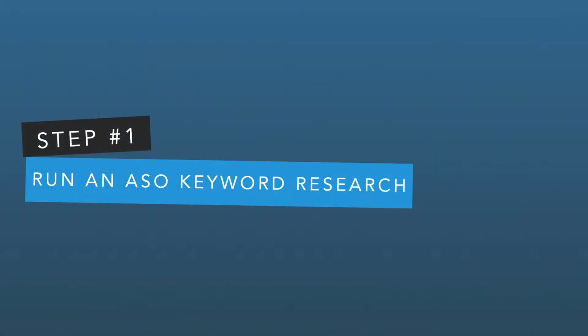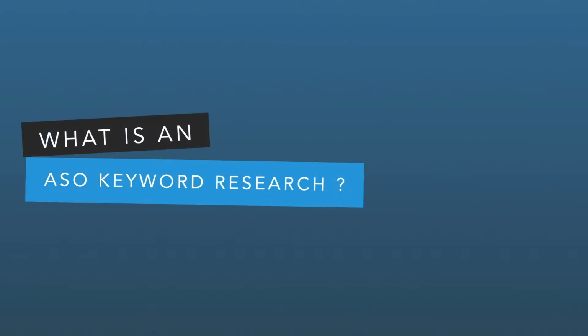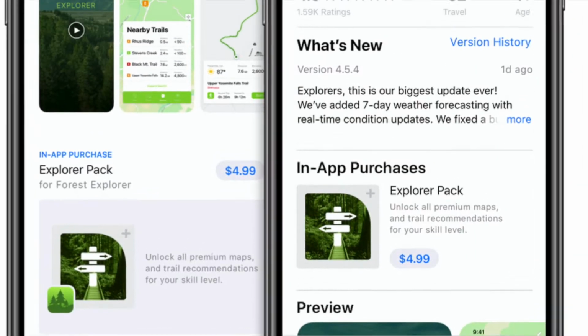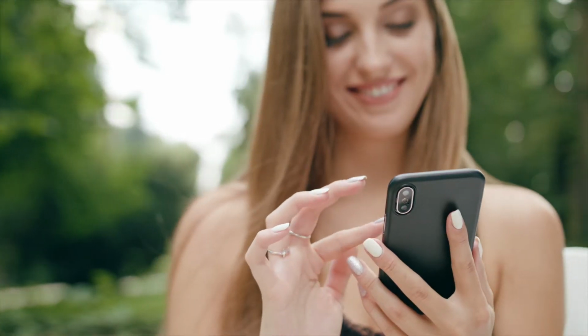Step 1. Run an ASO keyword research. So what is a mobile app keyword research? A mobile app keyword research is the discovery of strategic keywords that must be used in your app's content and App Store page to match searchers' queries.